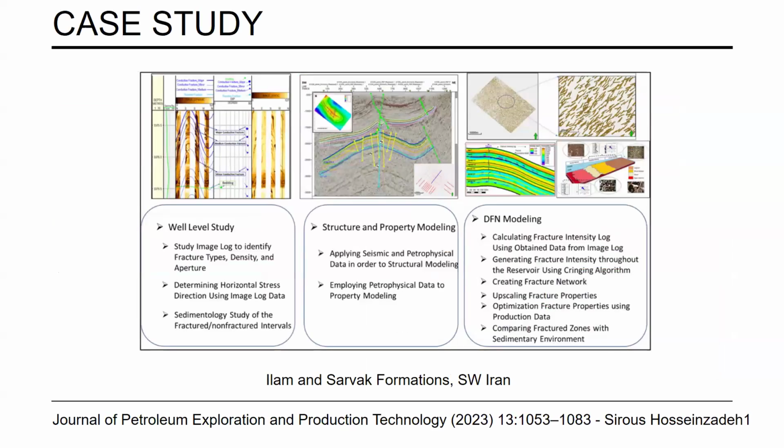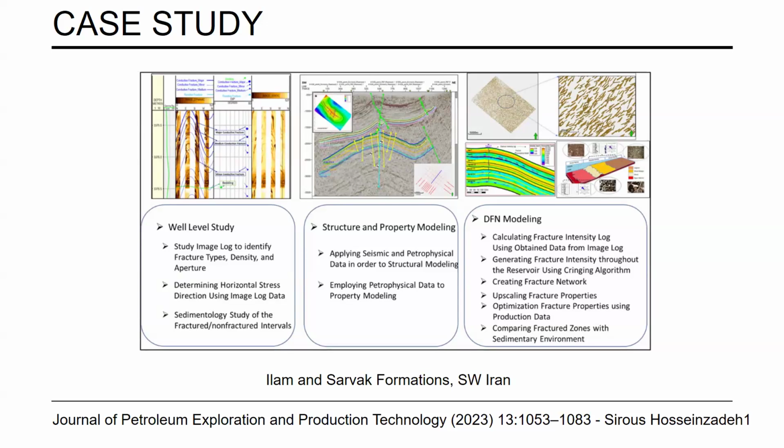Now, I'm going to talk about a case study from the Ilam and Sarvak formations from southwest Iran. The case study gives a holistic idea about how all the information, starting from the well level information and structural information, is used. By structure, I mean fault and horizon, and then the attribute information, and how you take all this information to create a DFN model, and then how you predict that.